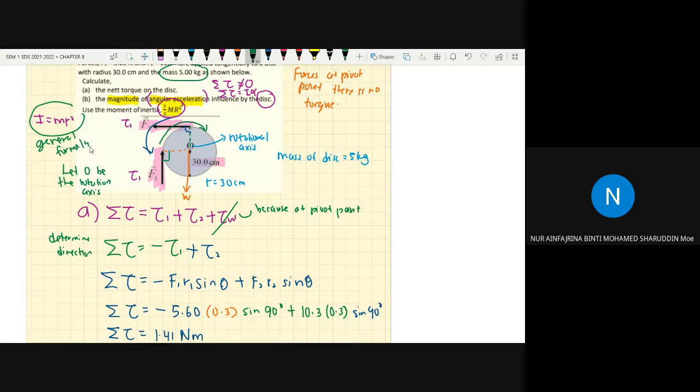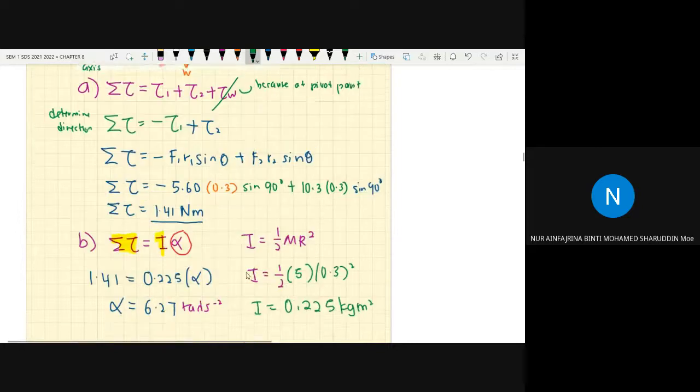Tetapi bila dia dah datang kepada shape dia yang sendiri, contohnya macam this, dia ada moment of inertia yang lain. Contoh macam sphere pun ada moment of inertia yang lain, and then cylinder pun moment of inertia dia lain. Tetapi you make sure tengok soalan, dia kata use moment of inertia apa. Okay, that's very very important. Okay, boleh?